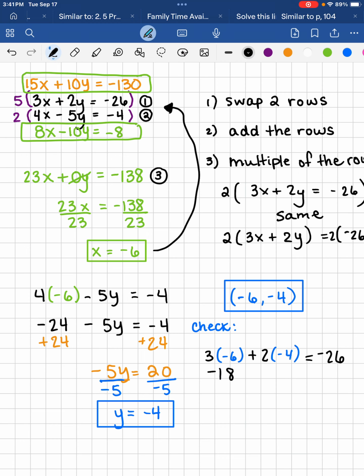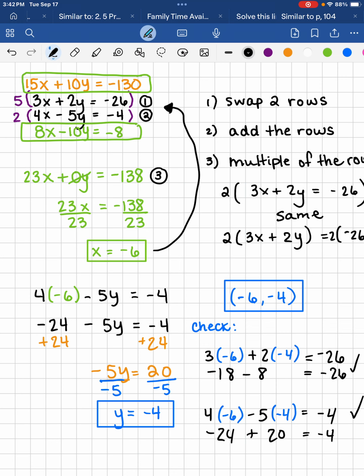So we need to make sure that this is true. So negative 18 minus 8 is indeed negative 26. So that's good. And then the next one, I'm subbing in the x again into equation 2. So negative 6, that's my x, minus 5 times negative 4, and that should equal negative 4. So I have negative 24 plus 20 equals negative 4. That indeed is true. So I've checked my equation.